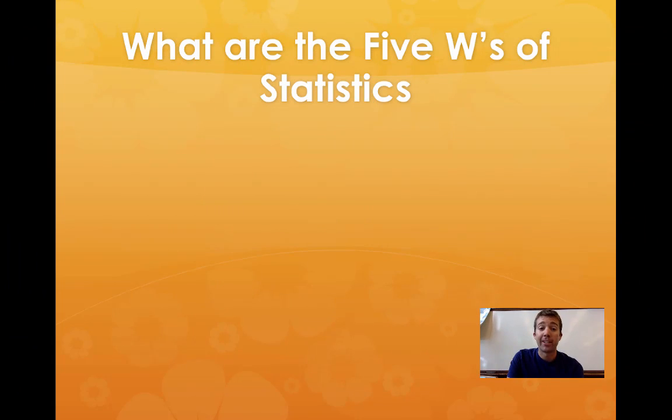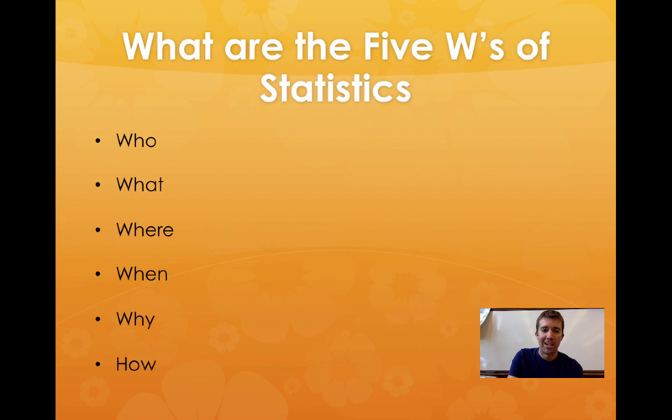Well, they're just like English class. So those of you who are big English people, this is your section. All right, the five W's of statistics: who, what, where, when, why, and then of course how. Always, always the random H. So it's really the five W's and H, but that's what we're gonna go with.